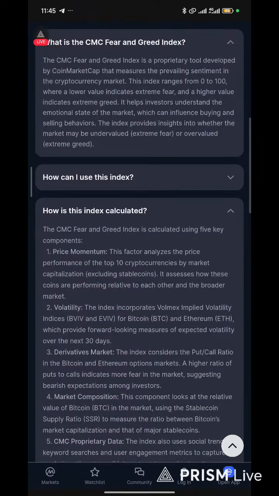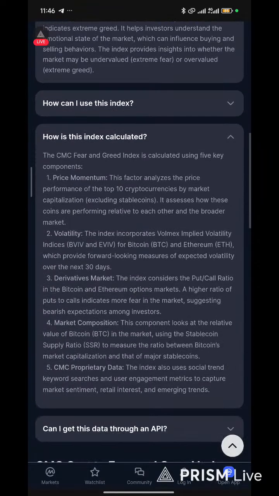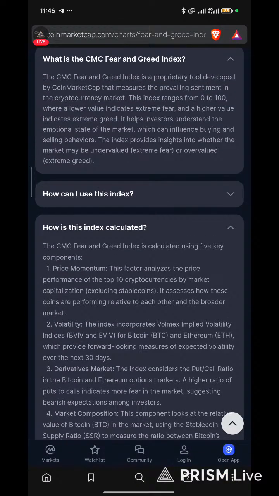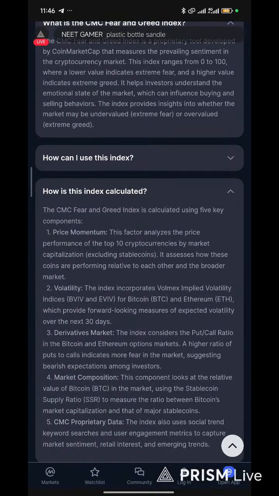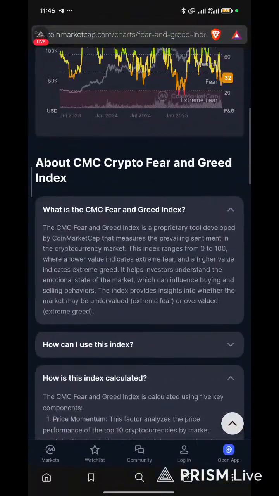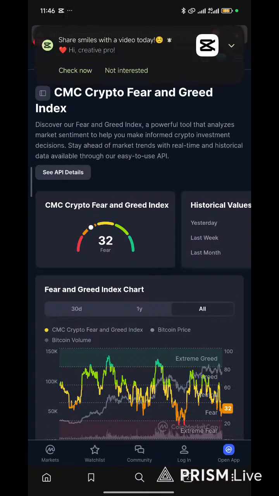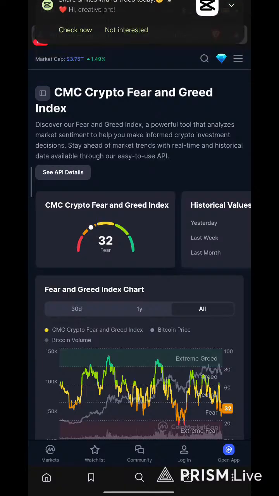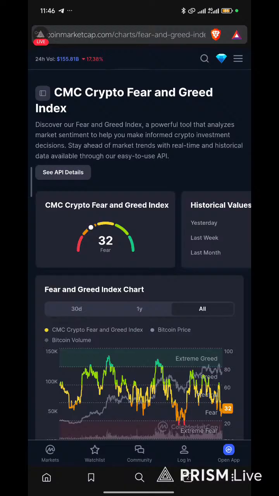Under volatility, the index incorporates implied volatility indices for Bitcoin and ETH, which provide forward-looking measures of expected volatility over the next 30 days. We have a lot of them. CoinMarketCap has even given you price momentum, volatility, derivative market composition, and CoinMarketCap proprietary data. So these are the factors from which the fear and greed index scale is calculated.